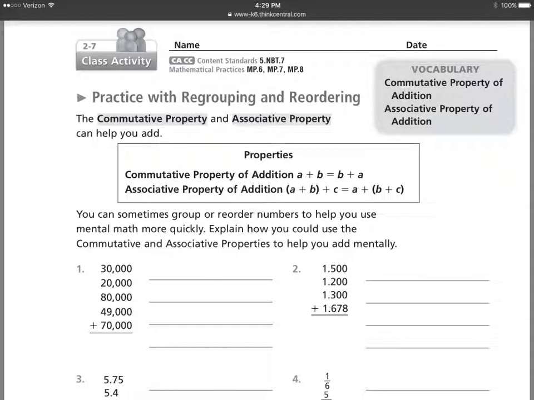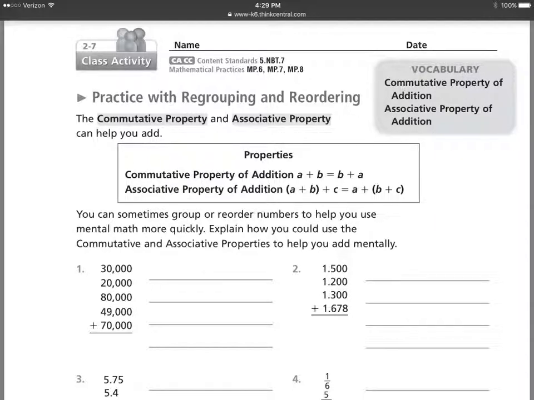Now I would like you to solve questions 1 through 7 on page 51 of your workbook. You can use and should use mental math and the 2 properties we've learned about already to solve these problems. You shouldn't be adding the traditional way. You need to use mental math. You're also supposed to show or write how you did it.